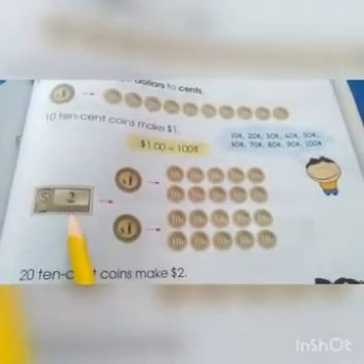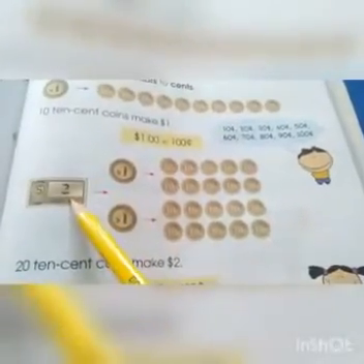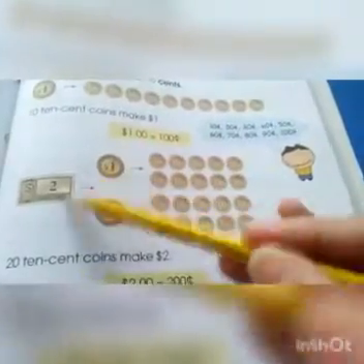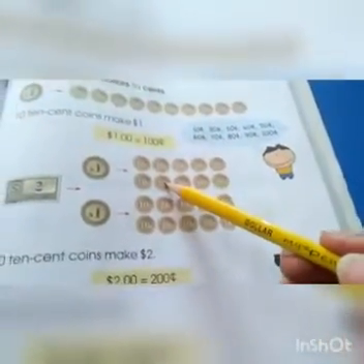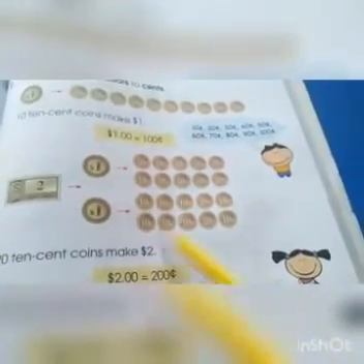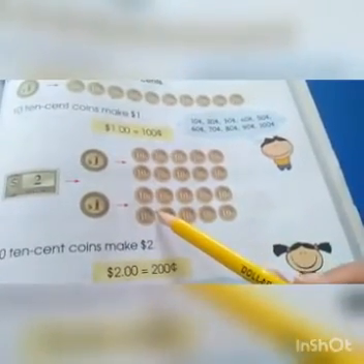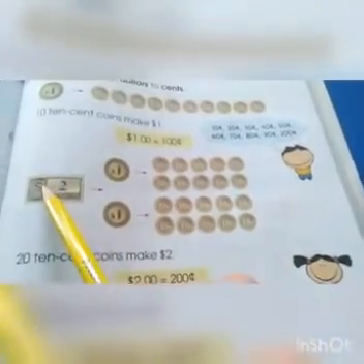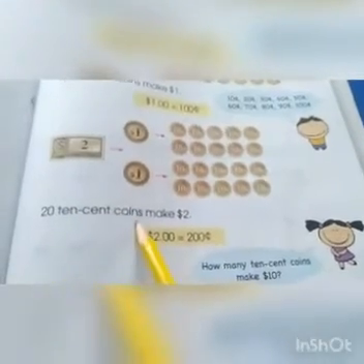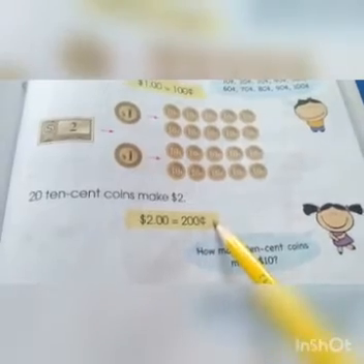Here I have $2. Now we have to convert $2 into cents. First of all, we separate the dollars into $1 and $1. 10 coins of 10 cents is equal to $1, and another 10 coins of 10 cents is equal to $1. It means 100 and 100 is equal to 200. $2 is equal to 200 cents. Twenty 10-cent coins make $2.